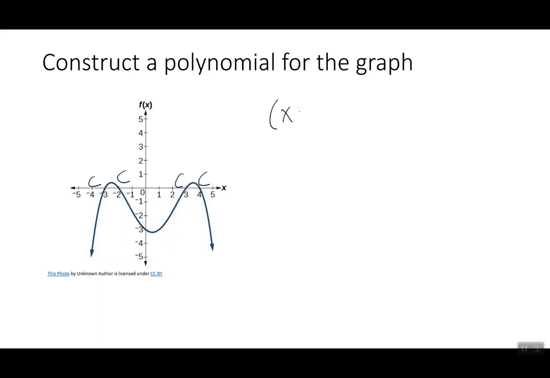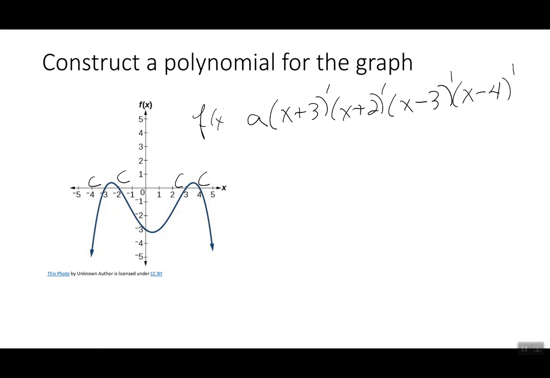So I had the x plus 3, I had x plus 2, I had x minus 3, I had x minus 4. So these are my 4 intercepts I can see on the x-axis. In crossing, I'm just going to put 1s again for all of those, keep it nice and easy. There's a leading coefficient. Hopefully you're thinking it's negative because it's going down on the right. And we need to find that leading coefficient. Okay, now we should know leading coefficient we're going to get by plugging in 0.